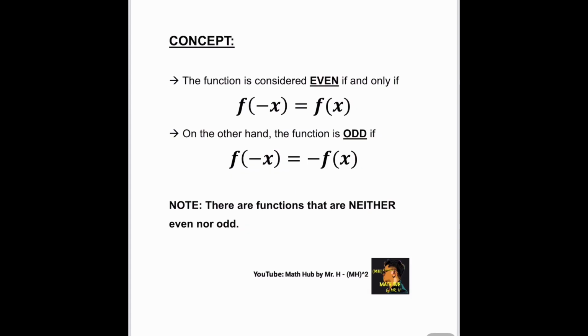Alright, so here are the concepts that we will be using later on in answering a few examples about even or odd functions. We call it the algebraic way of identifying if the given function is odd or even or neither. So you will be performing a short step in which all the variable x in the given function will be replaced by negative x. So after replacing all the x's by negative x, then you need to simplify.